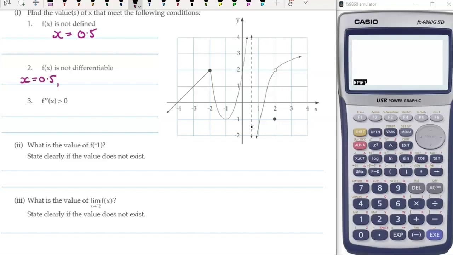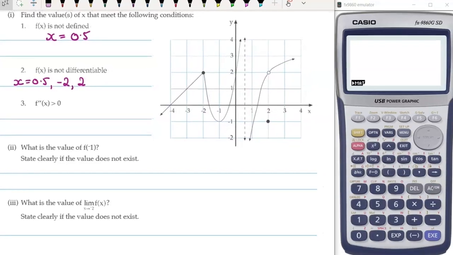We've already got that. Anywhere that there's sharp corners, or like two different graphs on either side, like this one here, that's not going to be differentiable. And anywhere where the graph is discontinuous, there's a gap in the graph here, and it does something else at that point, so we can't differentiate it at 2 either.